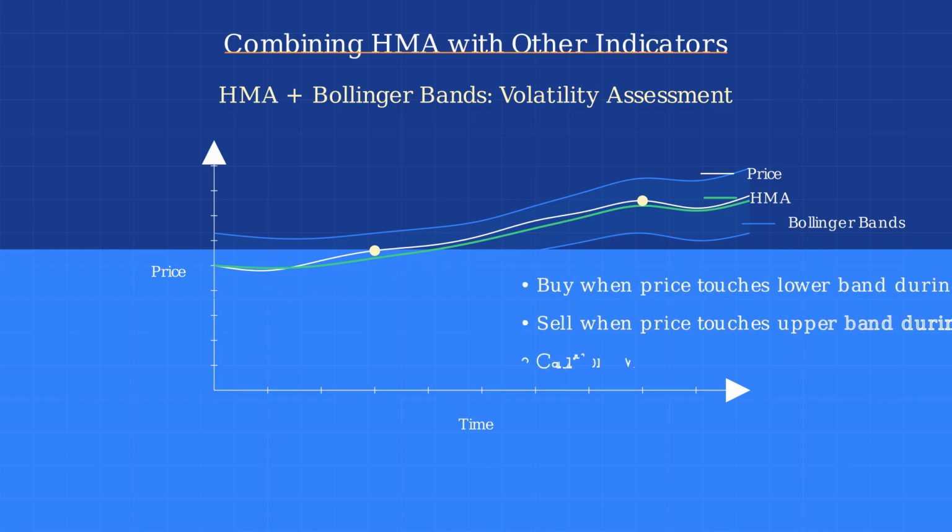Trading strategies include buying when price touches the lower band during an uptrend, selling when price touches the upper band during a downtrend, and exercising caution when the bands expand rapidly, indicating high volatility.